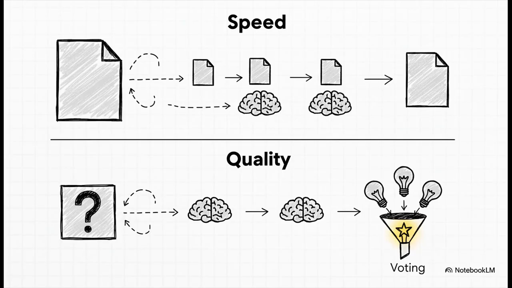Pattern number 3 is parallelization. This is where you run multiple LLM calls at the exact same time. You can use it for speed, say by having different LLMs work on different sections of a report at once, or you can use it for better quality by having a few models tackle the same problem and then vote on the best answer. This really boosts your confidence in the result.